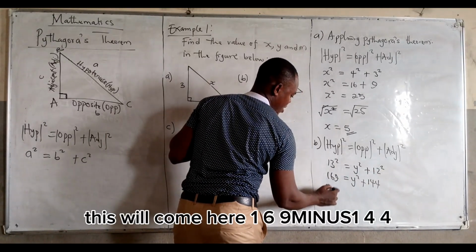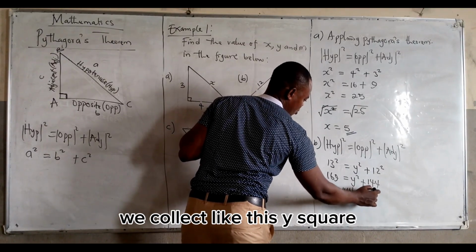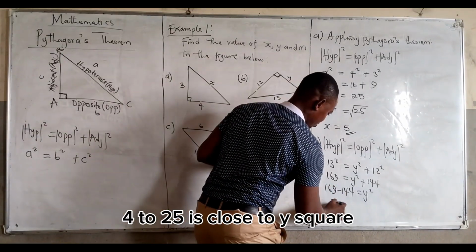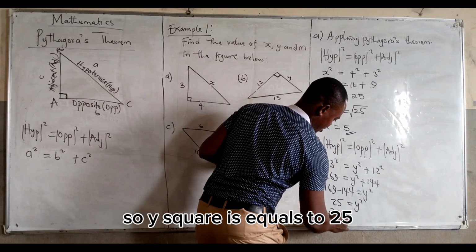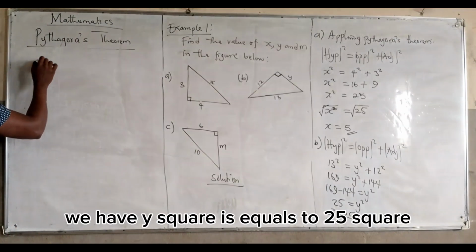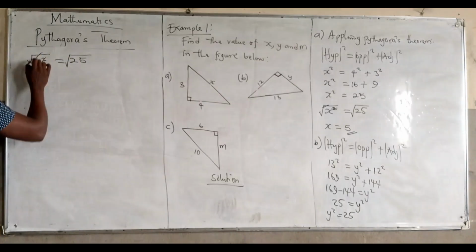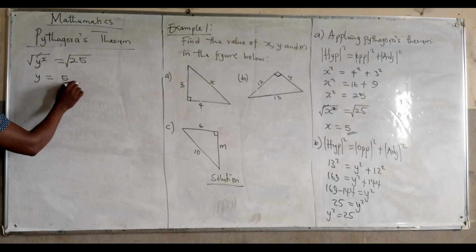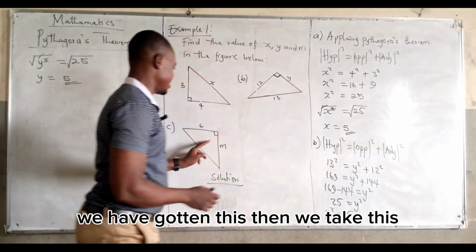This will come here, 169 minus 144. We collect like terms, y squared. 169 minus 144 is 25, which is equal to y squared. So y square is equal to 25. Square root of both sides, we have y is equal to square root of 25 is 5. We have gotten this.